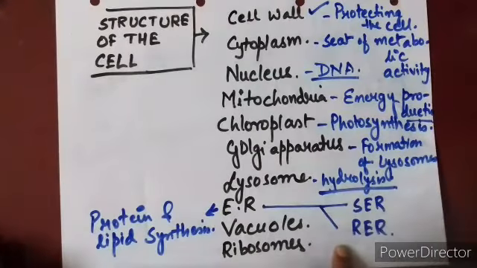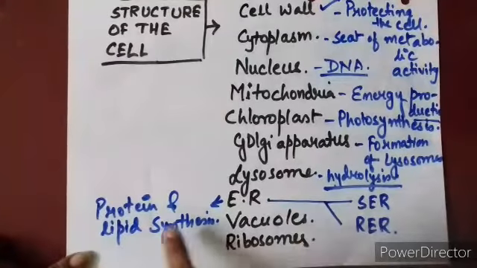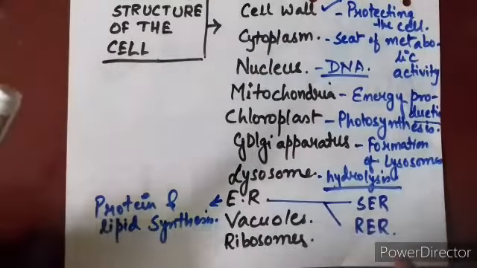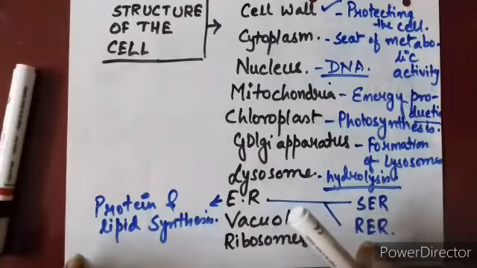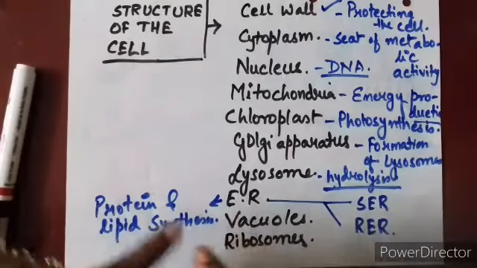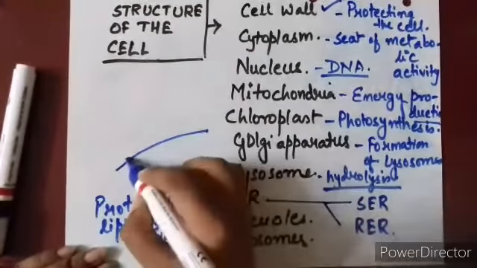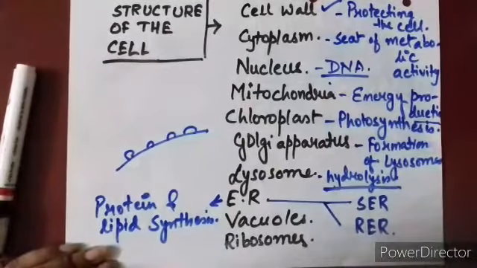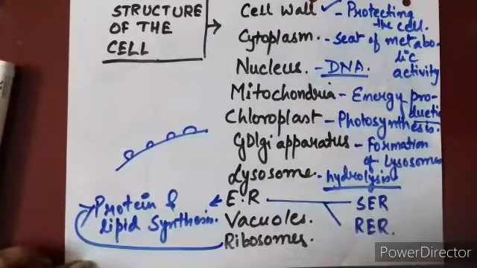This rough endoplasmic reticulum contains the ribosomes, which indeed help in protein synthesis. Ribosomes are also present freely in the cell, but mostly they are embedded in the endoplasmic reticulum. As the surface looks crooked and rough, with the ribosomes present over it, that's why it is known as rough endoplasmic reticulum. Clear? Now let's move on to the vacuoles. This ribosome helps in protein synthesis.